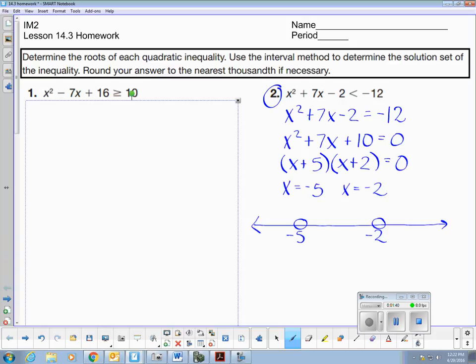And I'm going to begin with testing the number in between -5 and -2. I'm going to select the number -3. And so I'm going to go back to my original equation, take out each x value, and replace it with -3. What I'm trying to determine is if -3 is a solution. If -3 is indeed a solution, then I'm going to choose the values that are between -5 and -2. So that's what I'm testing to determine.